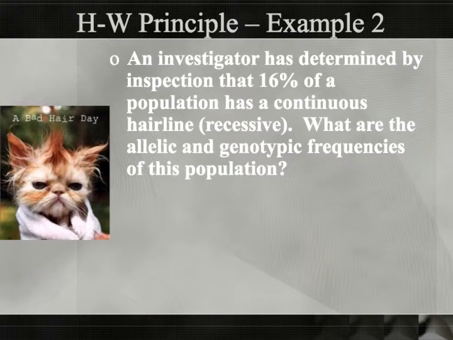Alright, next example question that we have here is, an investigator has determined by inspection that 16% of the population has a continuous hairline, and that is recessive. So right away, we know that they are talking about a genotype, because the genotype helps represent the phenotype. So again, if they're showing something, we have a number here that represents a genotype. Again, what are the allelic and genotypic frequencies of this population?